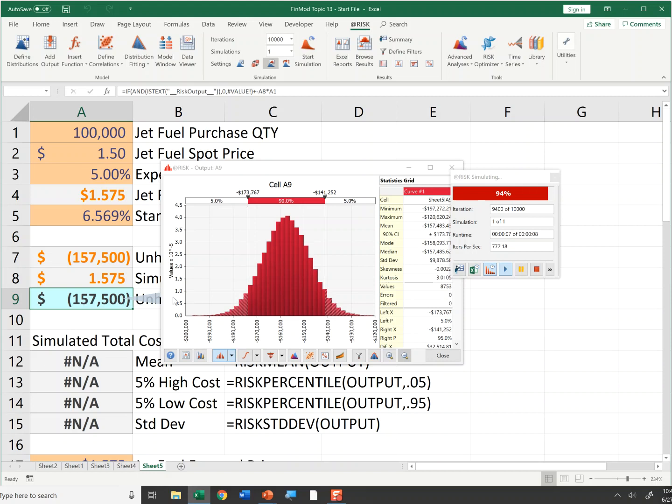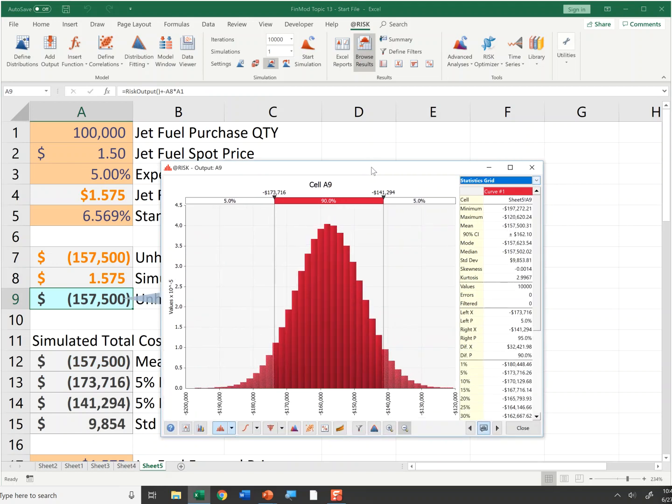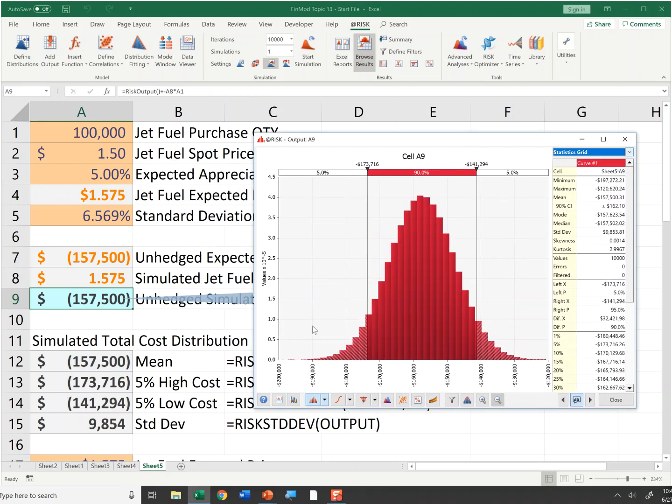Now the mean is going to wind up being 157.5. That's the mean of the distribution. You can see it right here. I'll make this a little bit bigger. And then you can see your full distribution. That's that normal curve because I used that RiskNormal as my assumption on the distribution. And you can see that my 90% confidence interval for total cost is between -173 and -141. So this is their exposure if they do not hedge the price of jet fuel.